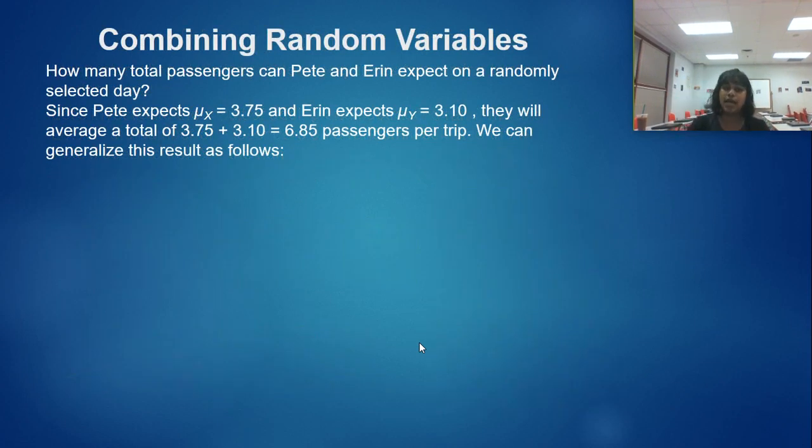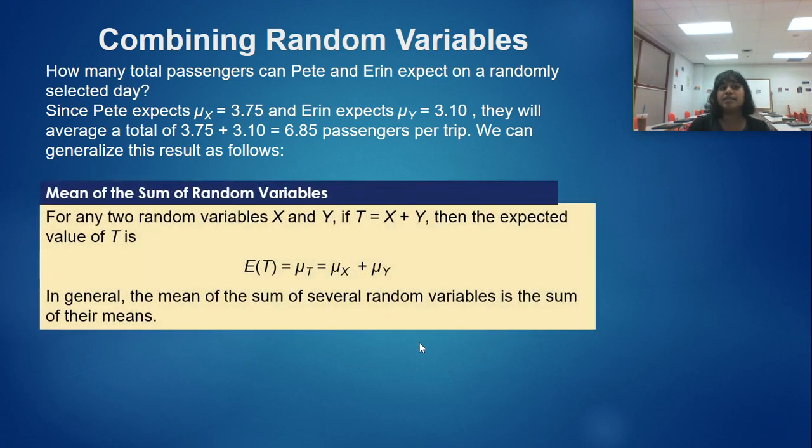What do you notice about how I created what we would call E of T, the mean of the T value, the expected average or expected outcome of the total of passengers? So what did we do? We just added the averages of both. That's literally all we did. And so here is that formula for the mean of the sum of random variables.